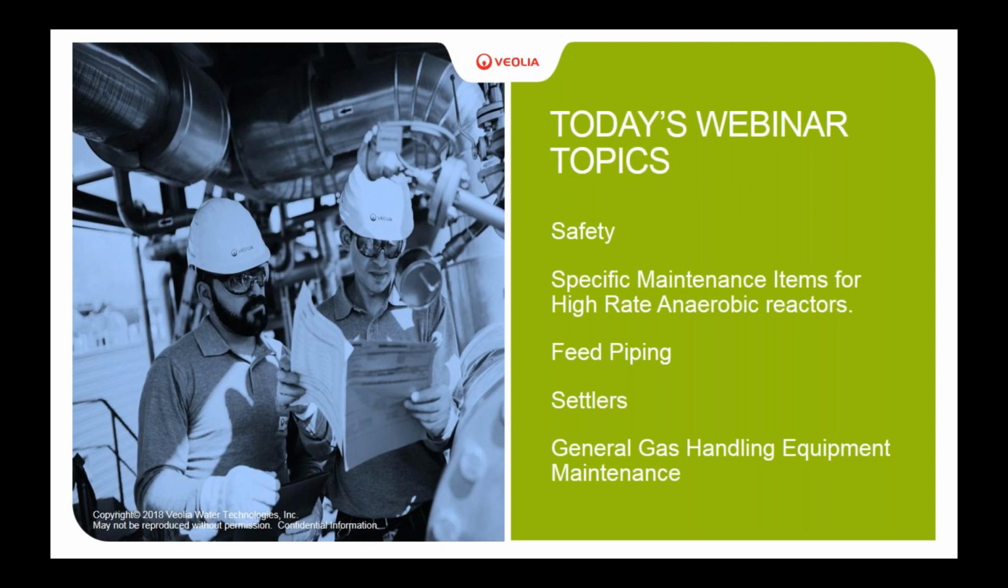So today, we're going to go over a couple different items. One, safety. There's a lot of safety aspects around anaerobic digestion. Specific maintenance items for our high rate anaerobic reactor operators out there. There's a lot of unique things there that we're going to go over. We're going to look at the feed piping. We're going to look at the settlers. And then we're going to finish off with the general biogas handling equipment maintenance procedures, which are relevant, obviously, for all anaerobic reactors.